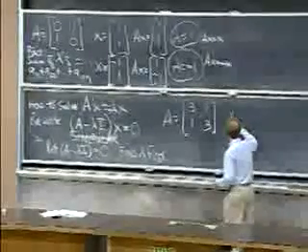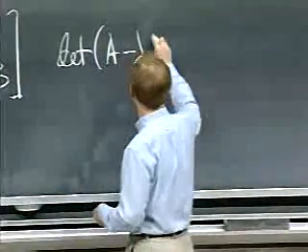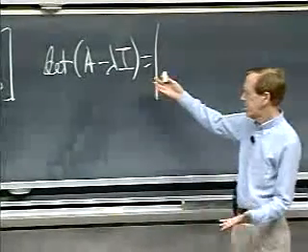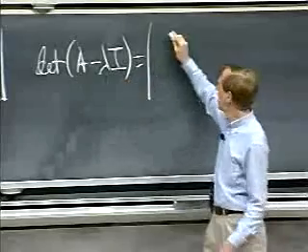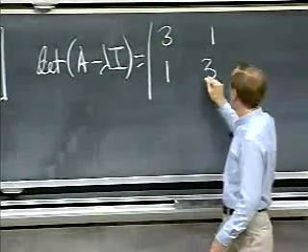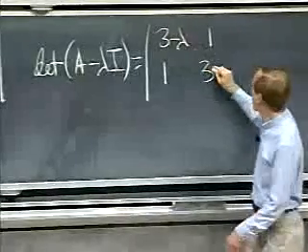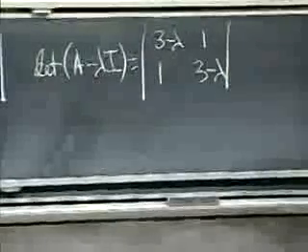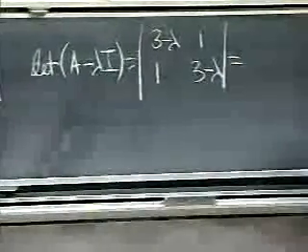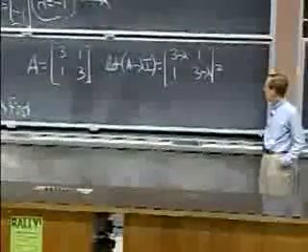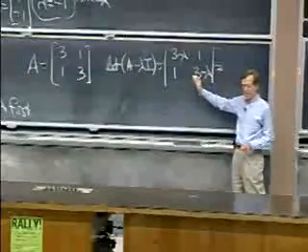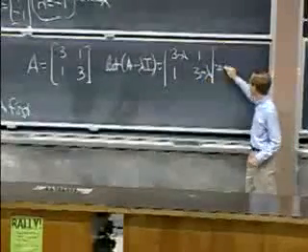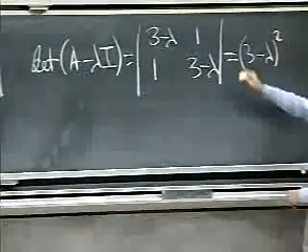Let's compute the determinant of A minus lambda I. What is this thing? It's the matrix A with lambda removed from the diagonal. So the diagonal is shifted, and then I'm taking the determinant. You notice I didn't take lambda away from all the entries. It's lambda I, so it's lambda along the diagonal. So I get 3 minus lambda squared, and then minus 1, right?